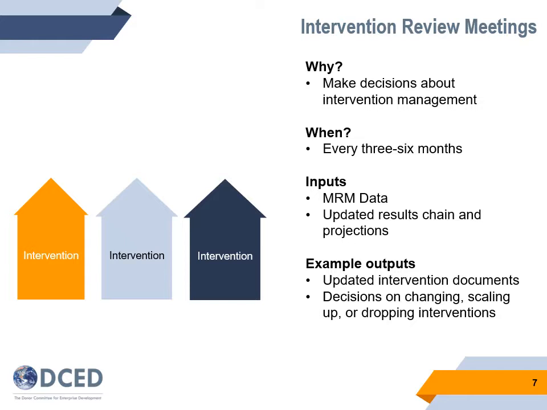And during these meetings, you can review the MRM data. You can look at your assumptions and results chains and assess the extent to which you're meeting your expectations and why this is. So as an input, you need to have this updated data, updated results chains. As an output from this meeting, you want to update your intervention documents. If you change your intervention, your results chain should be changed. And you want to document your decisions. Do you change your intervention? Do you scale it up if it's successful or drop it if it's not successful?